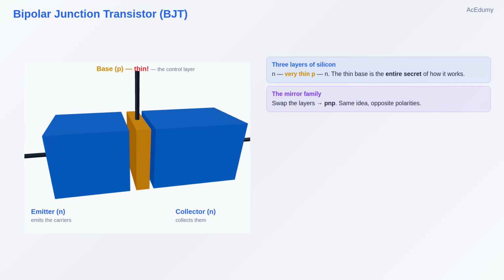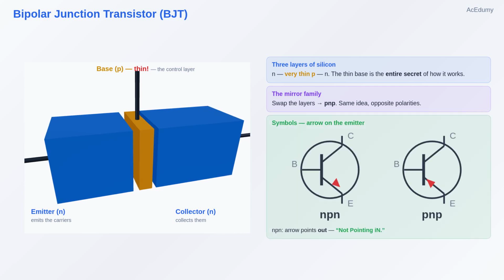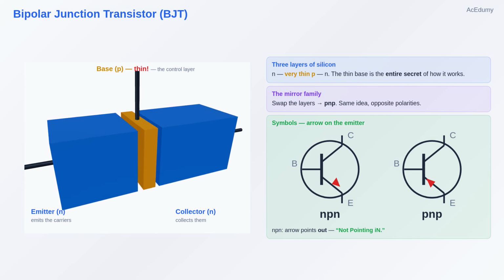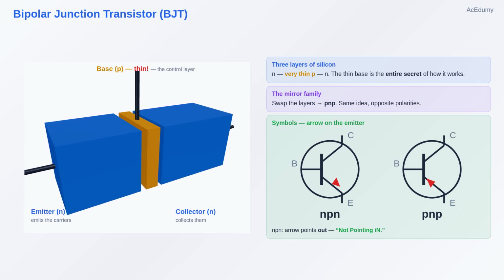Swap the layers, P and P, and you get the second family, the PNP transistor. On the symbol, the arrow always sits on the emitter. For NPN, the arrow points outward. Here is a little memory trick, NPN, not pointing IN. We will work with the NPN, the workhorse of electronics.